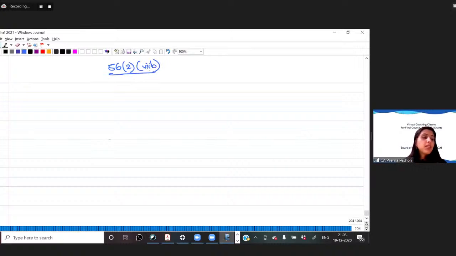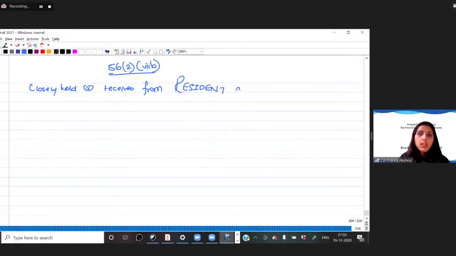56(2)(7)(b). What does it say? Say, for example, a closely held company receives from a resident shareholder consideration for issue of shares, where the issue price exceeds the face value of shares.